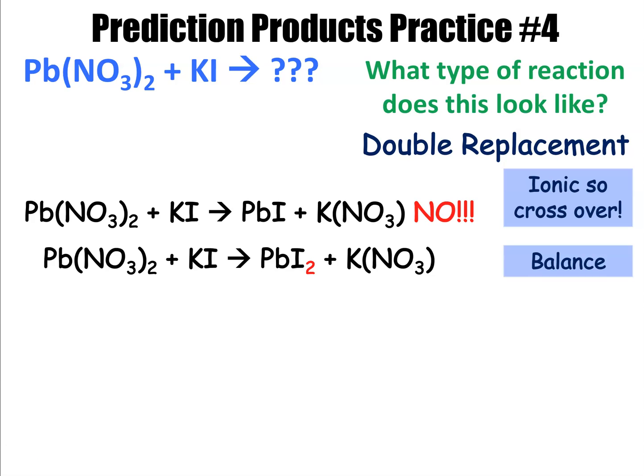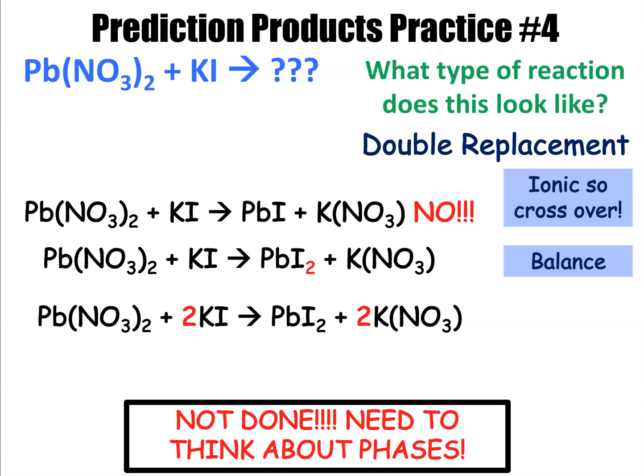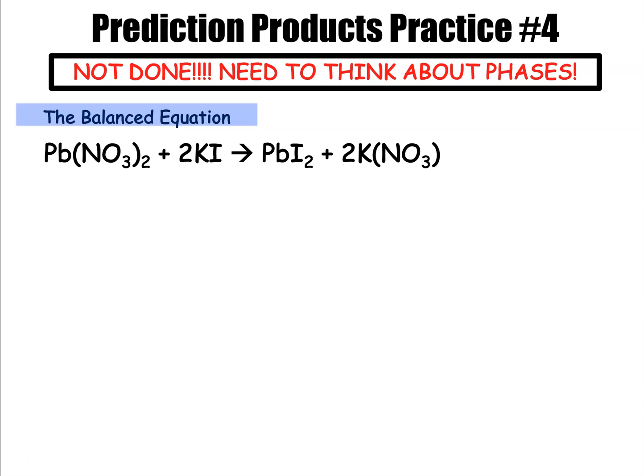Then, balance your reaction, how you normally balance your reaction with coefficients. And now I'm balanced. Questions on writing the reaction? Okay. However, we are not done. Like single replacement, with double replacement, we have to also think about the phases to see what's actually going on. So here's our reaction. Now we got to figure out the overall equation with phases.